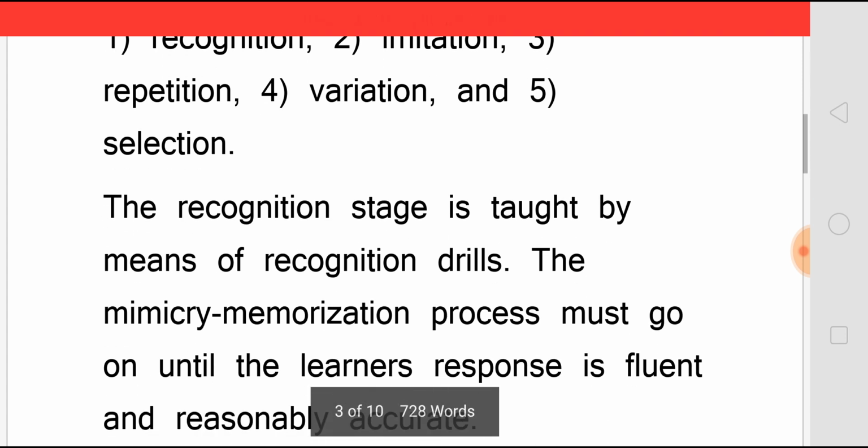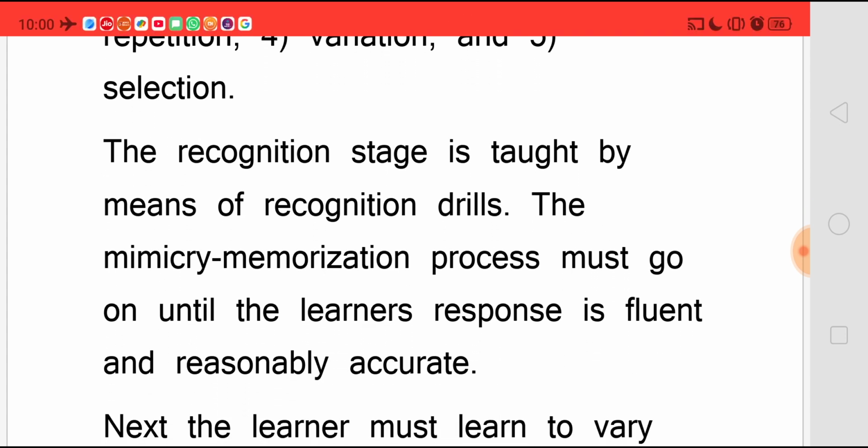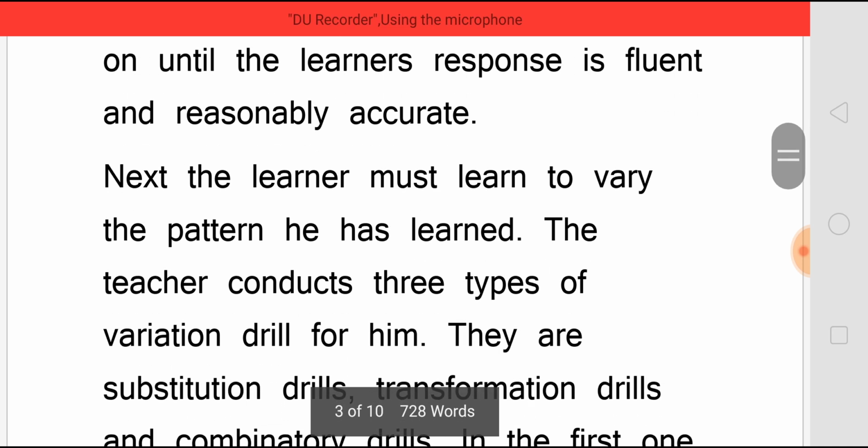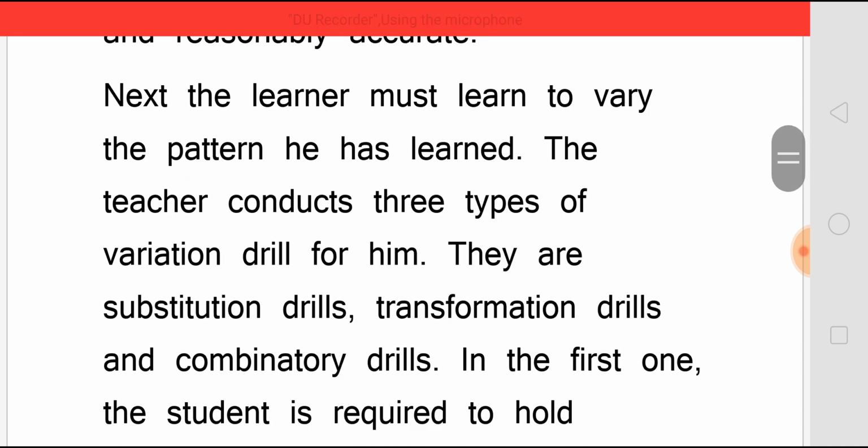The recognition stage is taught by means of recognition drills. The mimicry memorization process must go on until the learner's response is fluent and reasonably accurate. Next, the learner must learn to vary the pattern he has learnt. The teacher conducts 3 types of variation drill for him. And these 3 drills are substitution drills, transformation drills, and combinatorial drills.